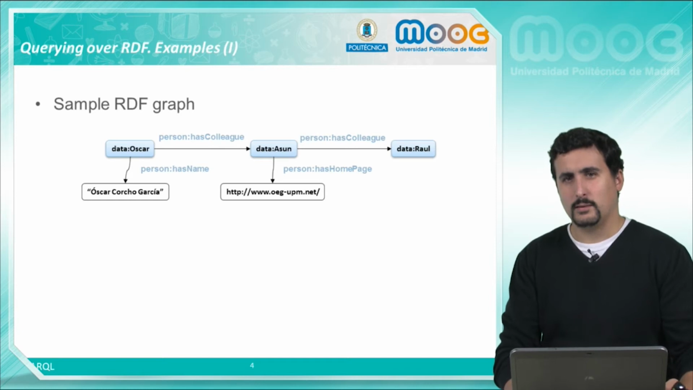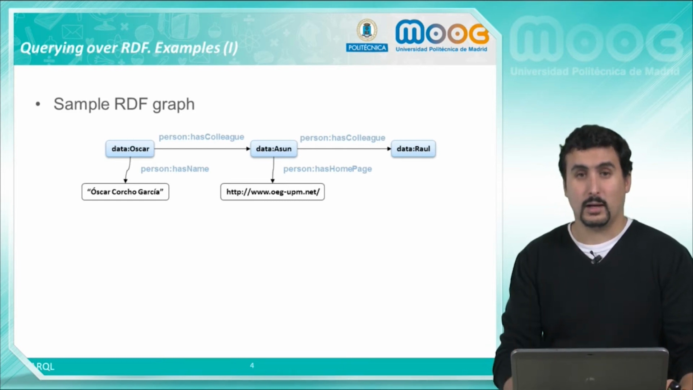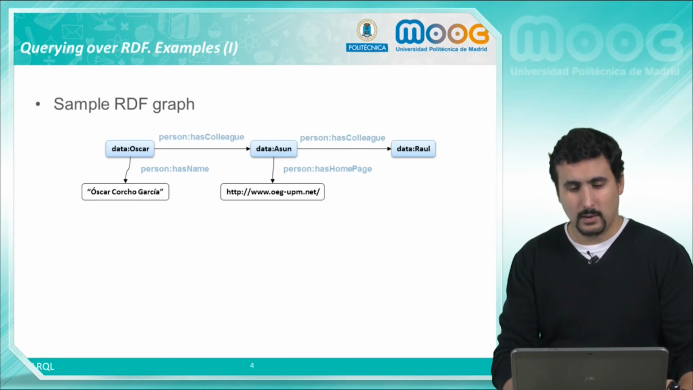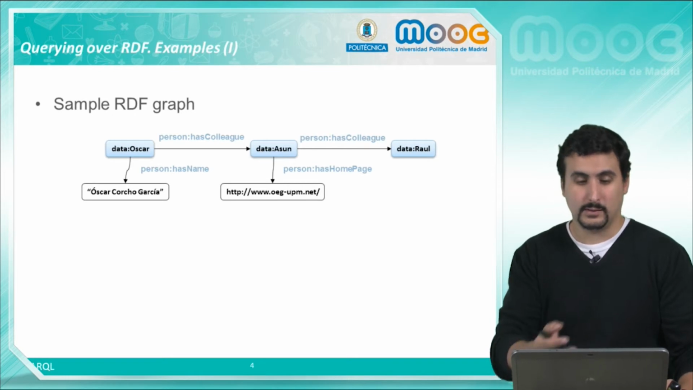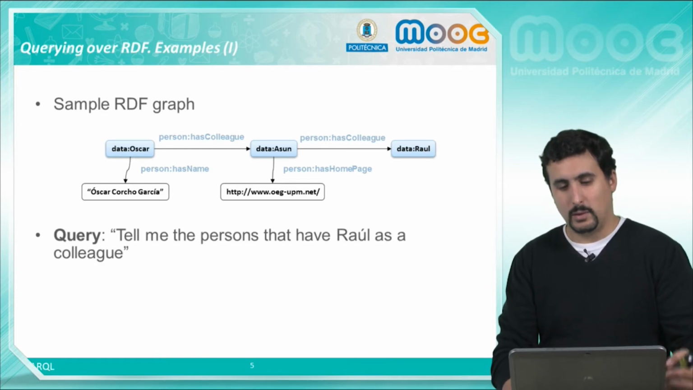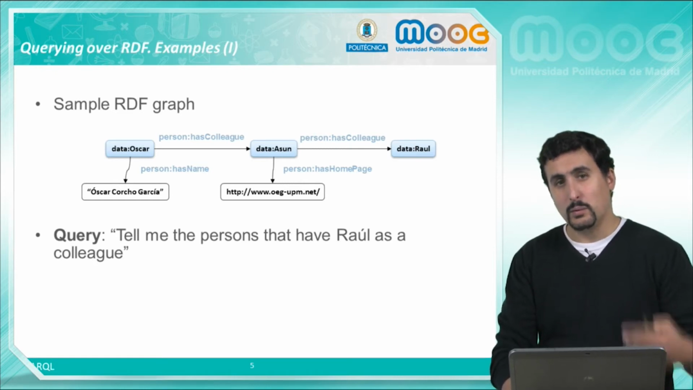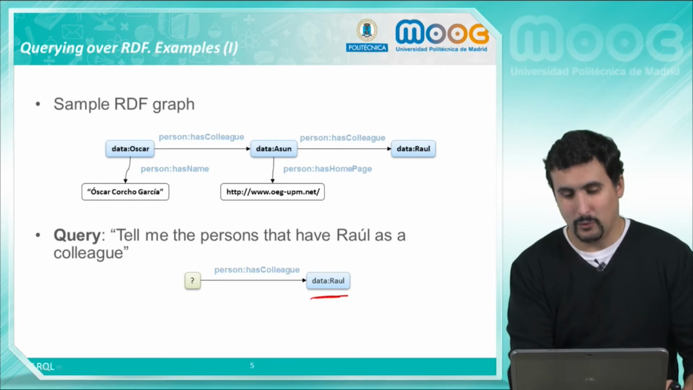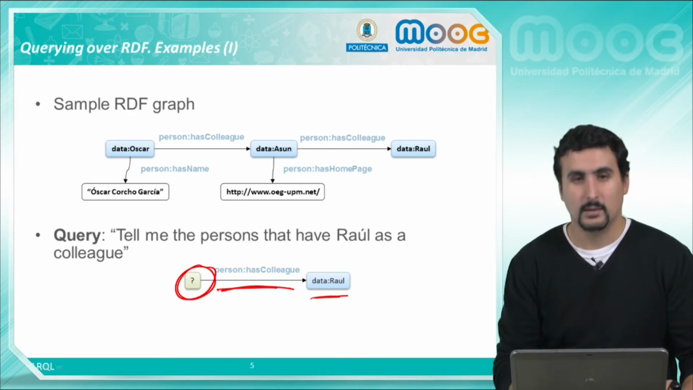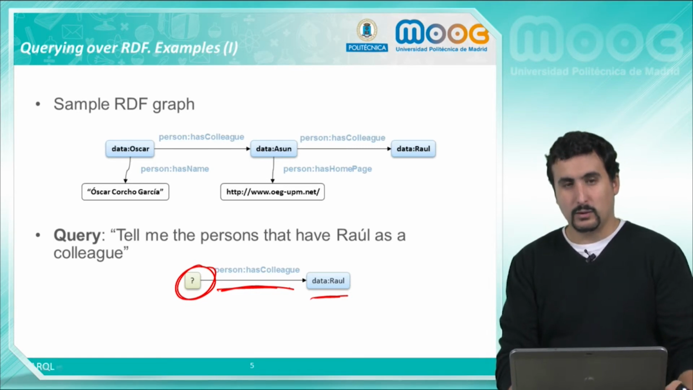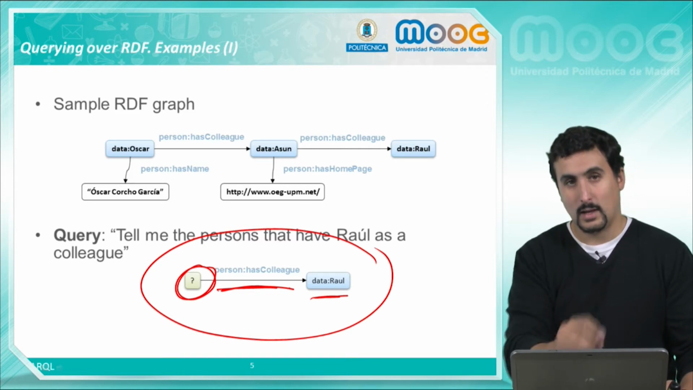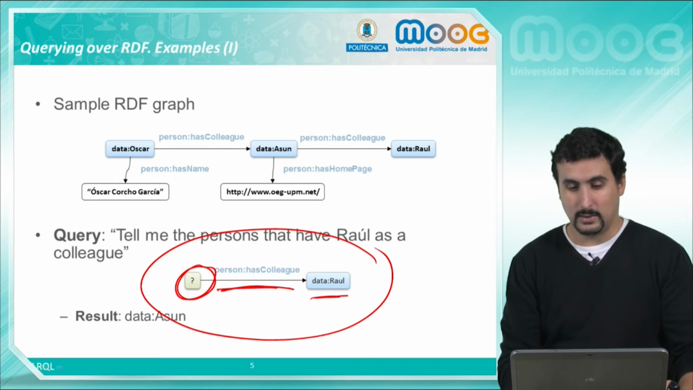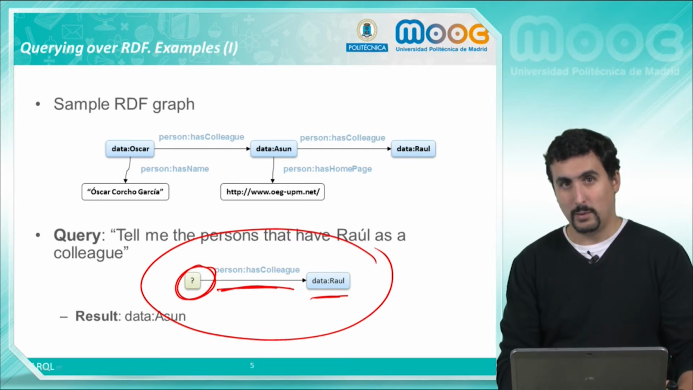So let's say that we want to ask some question about this simple RDF graph, in which we have three different persons, Oscar, Asun, and Raul, related to each other with the has-colleague property. And for some of them, we have additional properties, such as, for example, the name of Oscar or the homepage of Asun. If we want to ask, for example, about the person that has Raul as a colleague, we will build a pattern in which Raul is the object, the property is has-colleague, and we leave the subject open. This is what we are asking for. If we try to match this triple pattern against our graph, the result is Asun. That is, the only subject that meets our requirements is here.